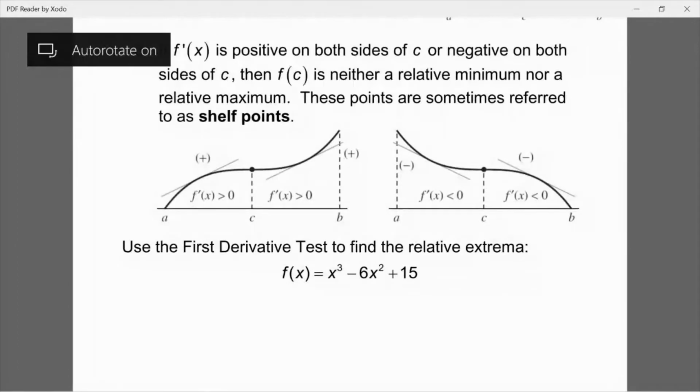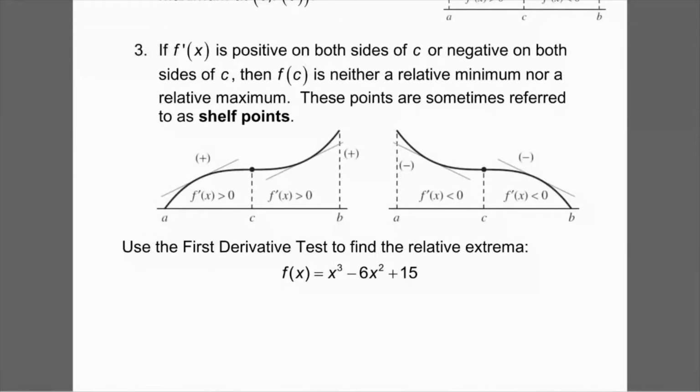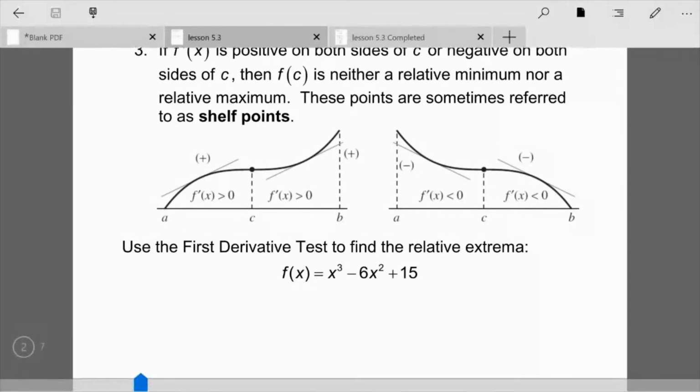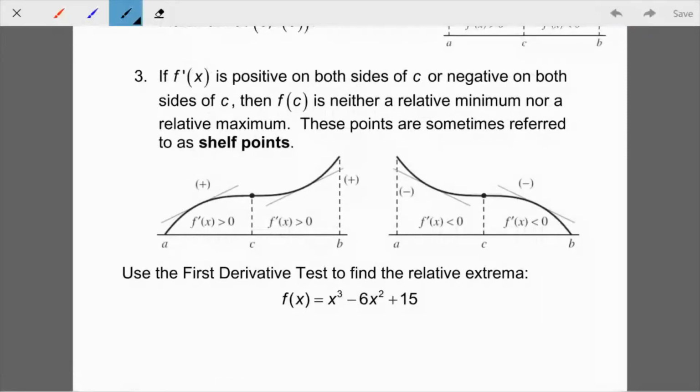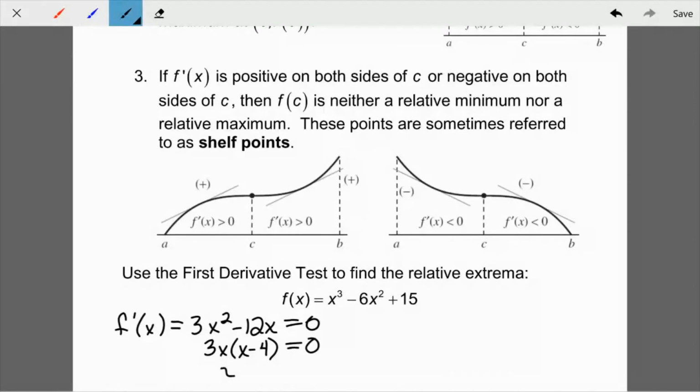5.1. So just as a quick review, it says use the first derivative test to find the relative extrema, and we've got this function x cubed minus 6x squared plus 15. So remember, when we're going to do this, the first thing we need to do is take the derivative. So f prime of x here would be equal to 3x squared minus 12x. And then I'm going to set that equal to 0 to figure out where my critical points are. You could factor a 3x out of this. We'd have 3x times x minus 4 is equal to 0. So we get critical points at 0 and 4.